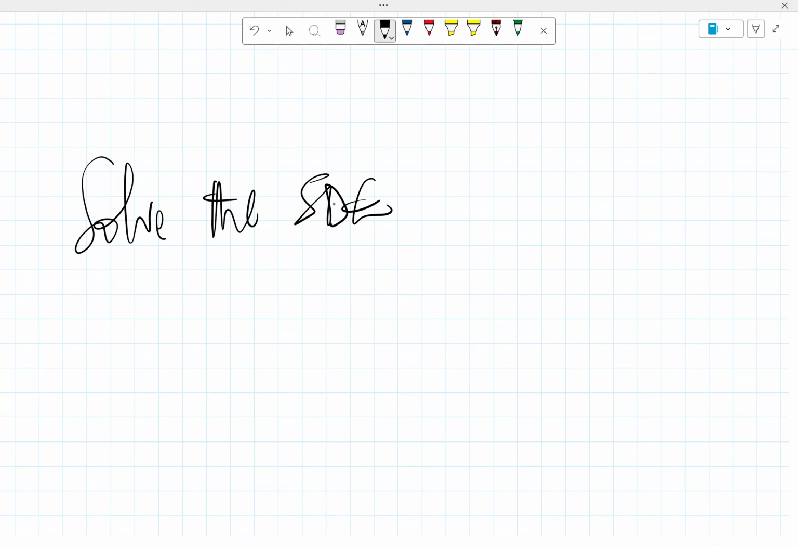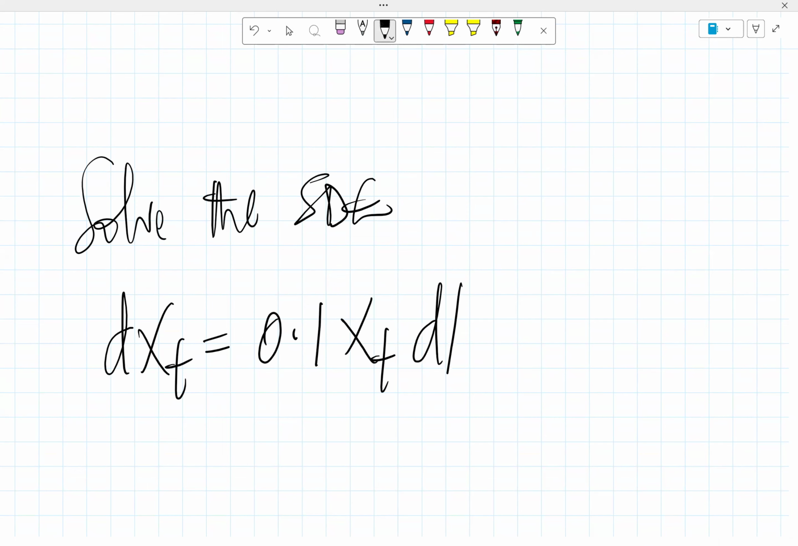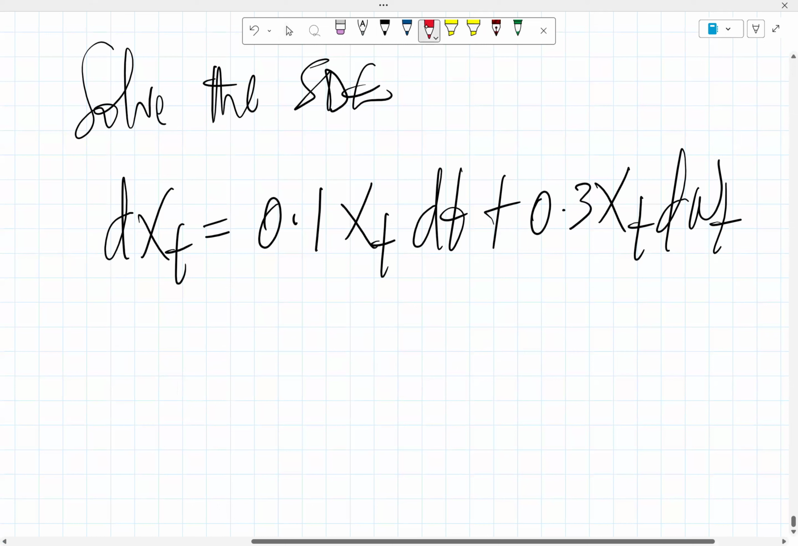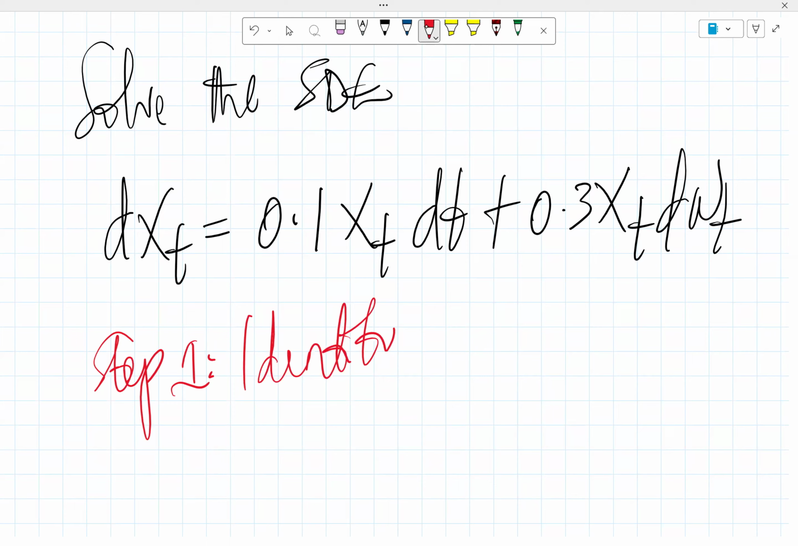We have this. We want to solve the stochastic differential equation dX sub t equals 0.1 X sub t dt plus 0.3 X sub t dW sub t. So we want to solve that. The first thing we want to do, step 1, we need to identify the type of problem it is. So how do we identify this? There's X of t here. If there's no X of t, then it's regular Brownian motion. But because of this X of t we have, then it is geometric Brownian motion.